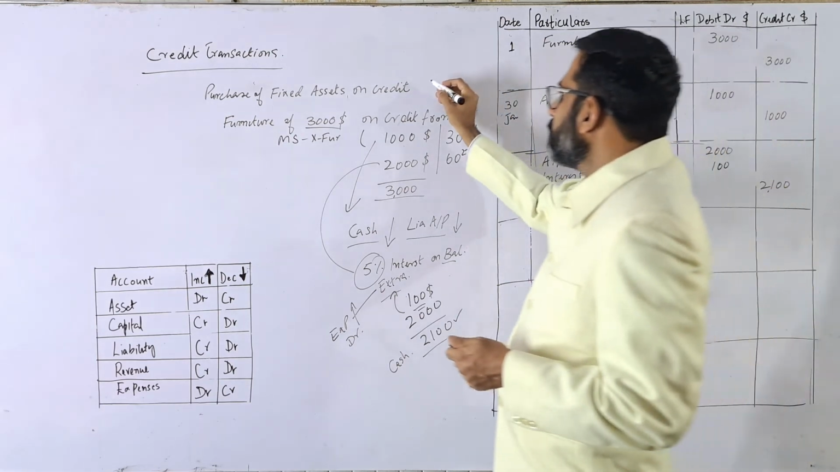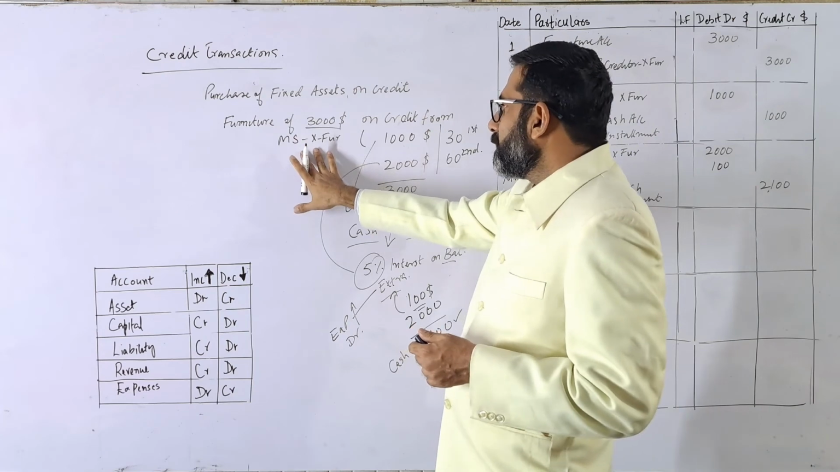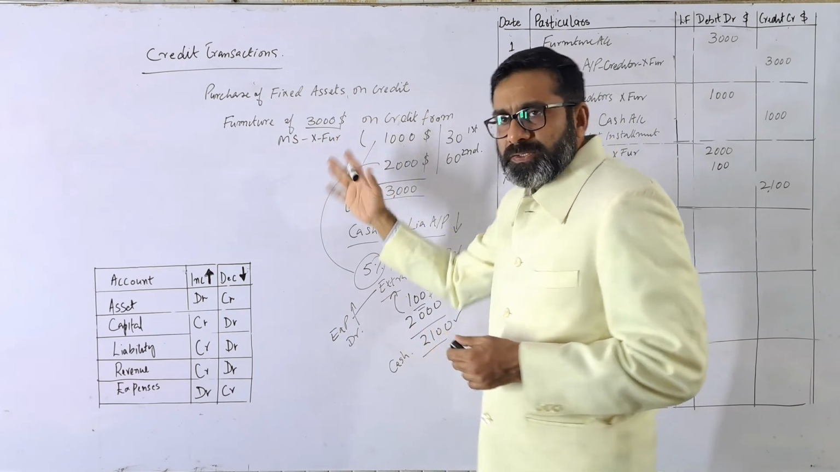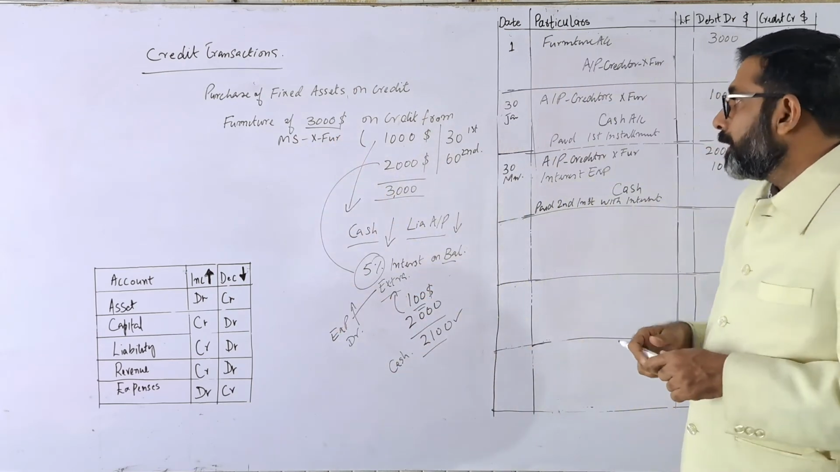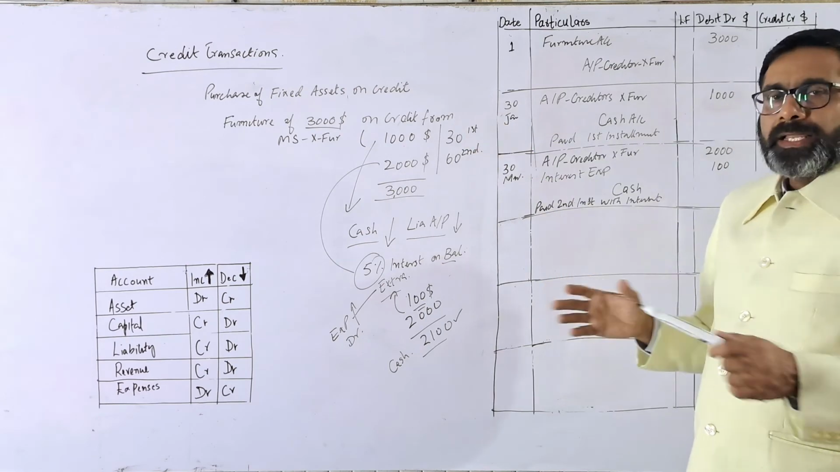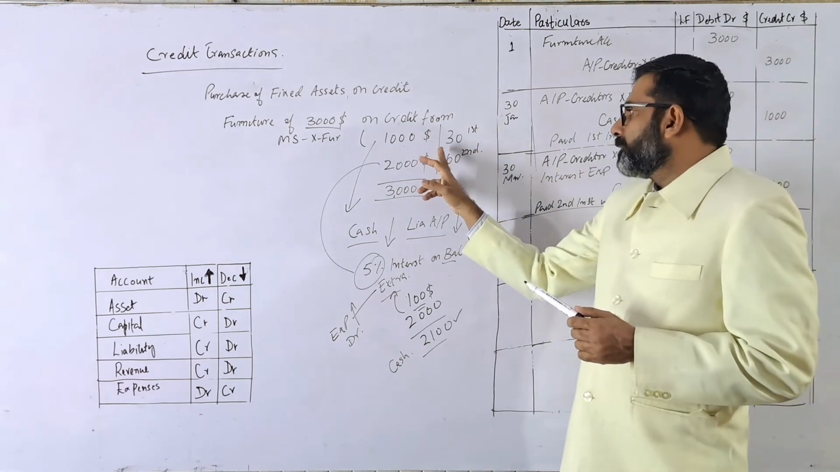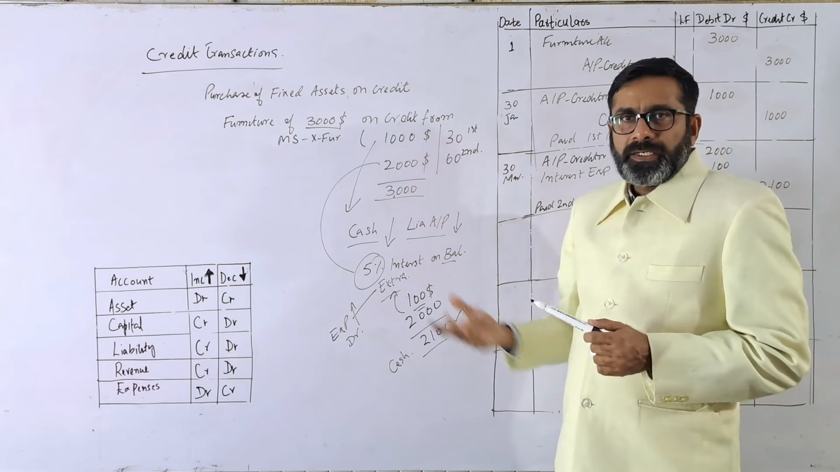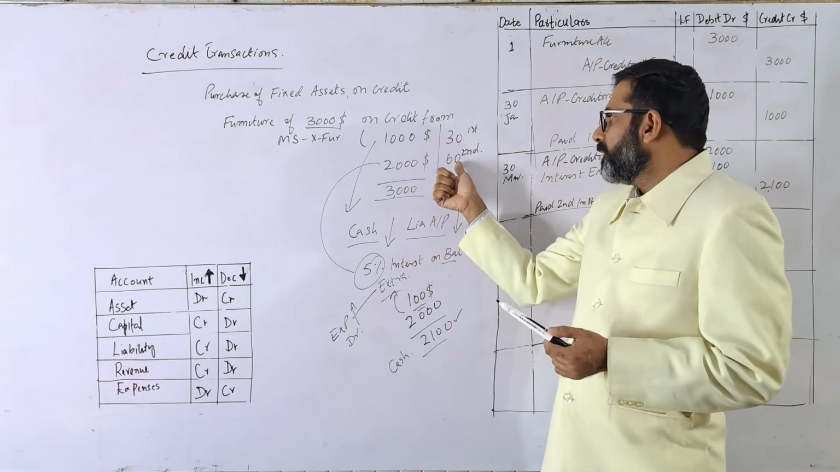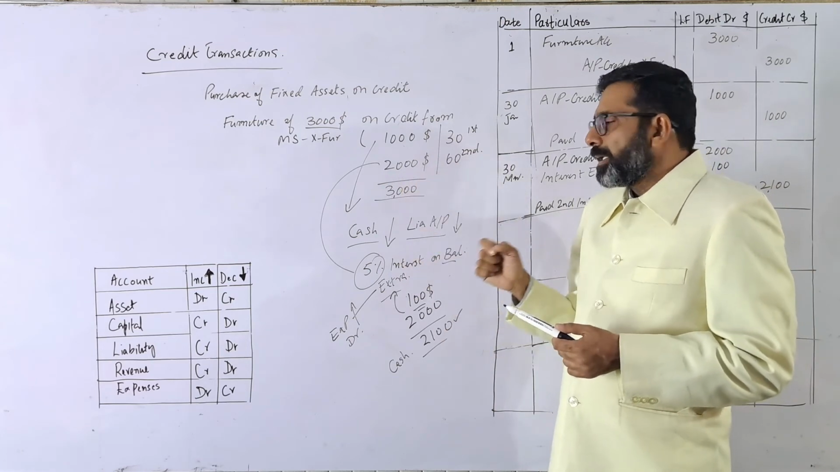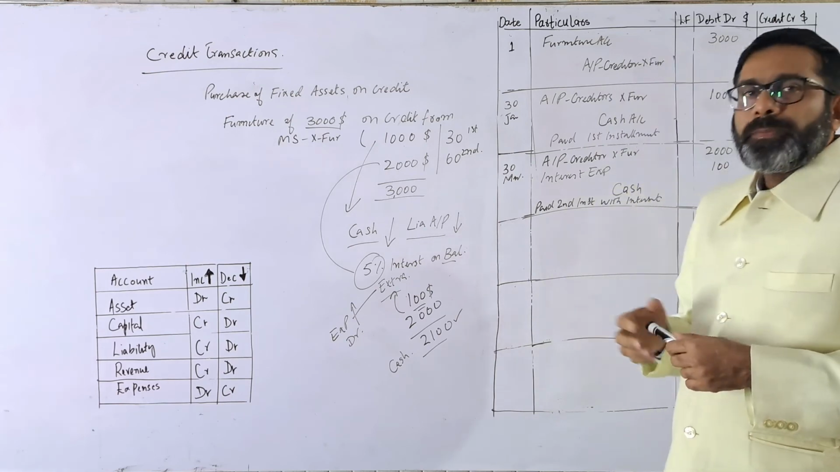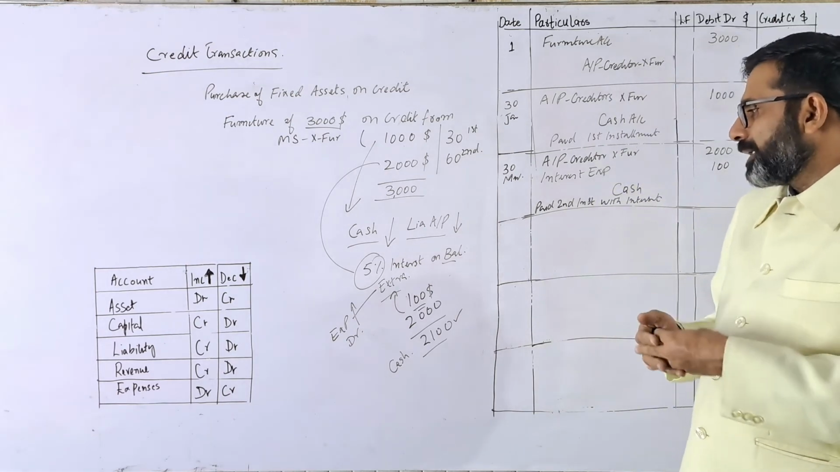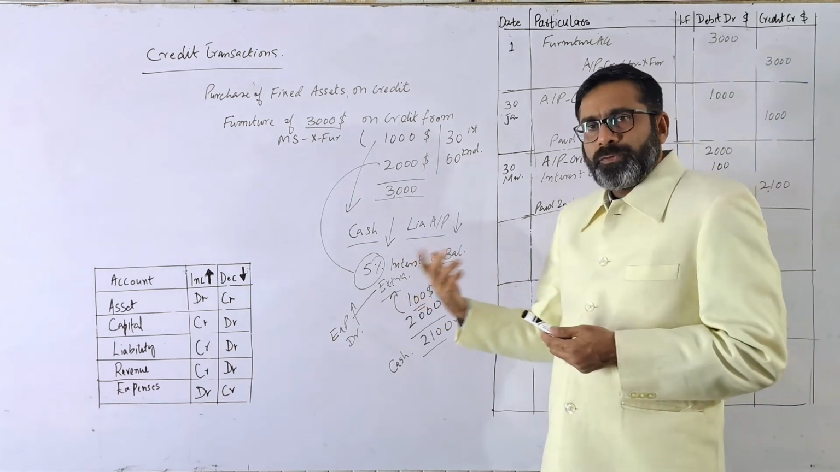Let's go through this transaction. The first transaction is what? You have purchased furniture from Messrs. X Furniture, the company name is X Furniture, for $3,000, and you made an agreement that you will pay the first installment after 30 days, and then after 60 days you will pay the second installment. That second installment will not be interest free; you have to pay something extra. Let's say $100 extra.